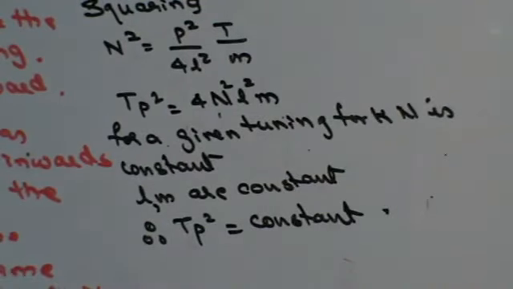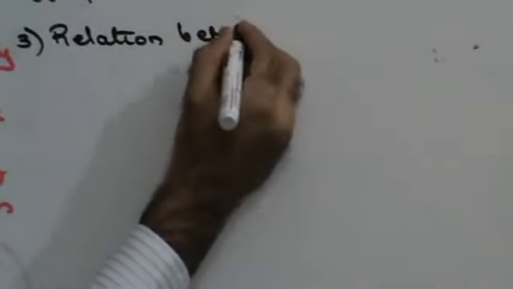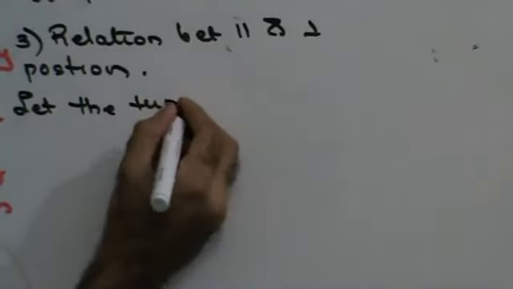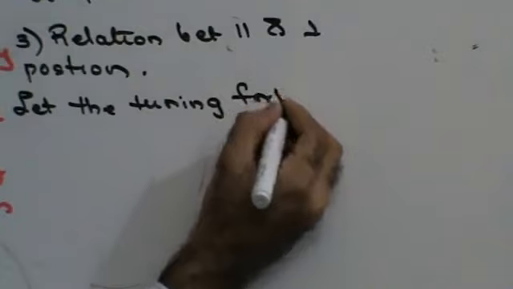Now, let us find out the relation between parallel and perpendicular position. Right? Now let us assume that initially the tuning fork is placed in parallel position.